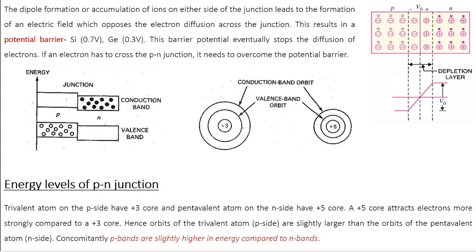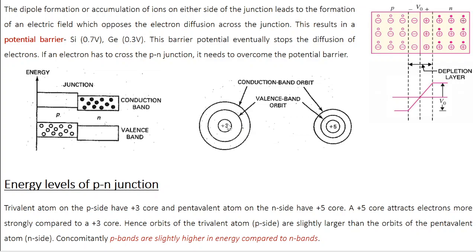This is primarily because of the size of orbits in the pentavalent and trivalent atom. If you look at the trivalent atom on the p side, it has a +3 core and 3 electrons in the valence shell. Similarly, a pentavalent atom has a +5 core and 5 electrons in the valence band. A +5 core attracts electrons more strongly compared to a +3 core. So here the attractive forces are stronger. As a result, the valence orbit is going to be closer to the core compared to this case.